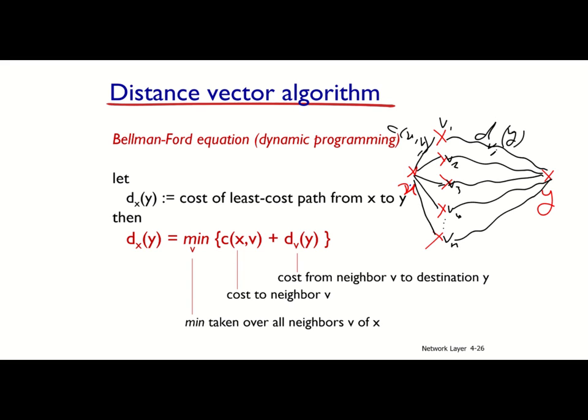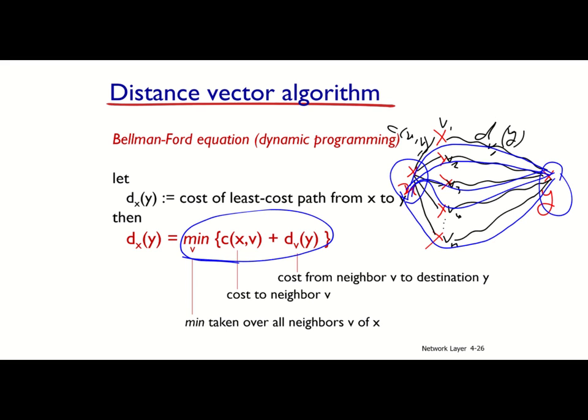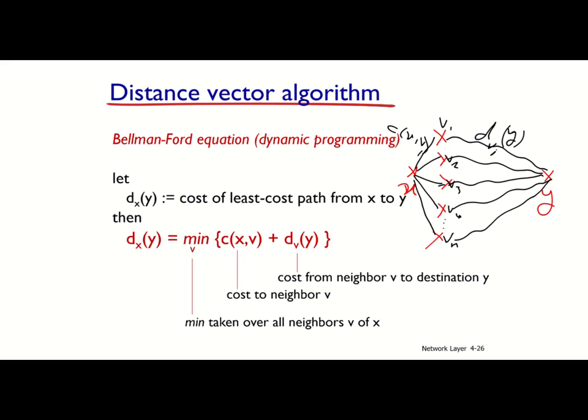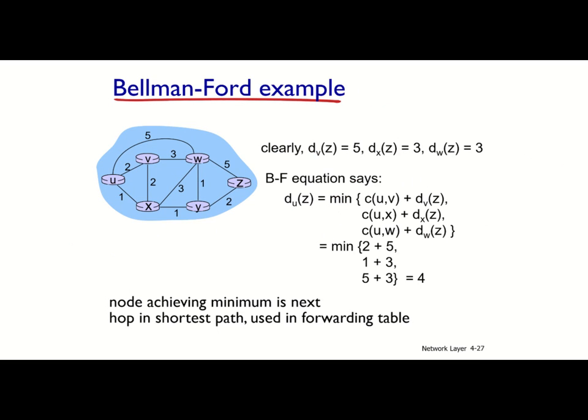One is through the top path. The other is through the second path, which goes through v2. The other is to go through v3, the other through v4, and all the way to vn. So if you take the minimum of all of these costs, you get the best path from x to y, right? So it's a very logical equation. This is called the Bellman-Ford equation, and it's very similar to what we have in the 12th line of the Dijkstra algorithm pseudocode. So here's an example of the Bellman-Ford equation.